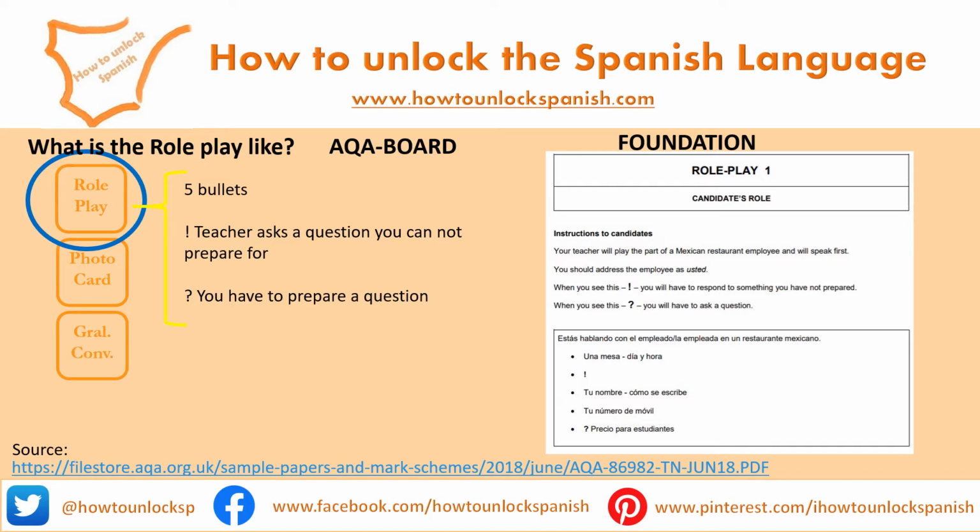As you can see, you have 5 bullets, so you are going to have 5 interactions with your teacher. As you can see in the foundation tier, you don't normally have a past tense question. Everything is in the present tense. In every bullet you have a key or some tips about what you are going to be asked or what you have to ask. There is only one bullet that you don't know what the question is going to be about, and that's the exclamation mark. The interrogation mark bullet is telling you to prepare a question for the examiner about whatever is next to the interrogation mark.